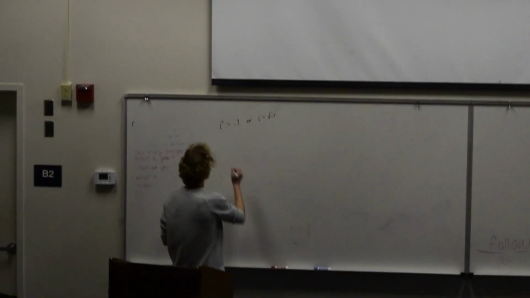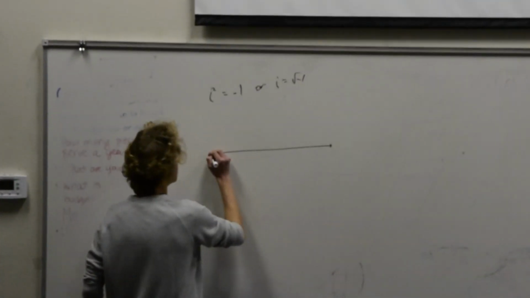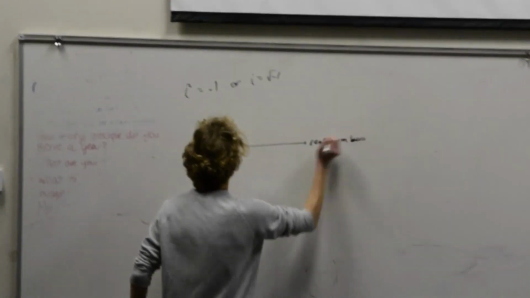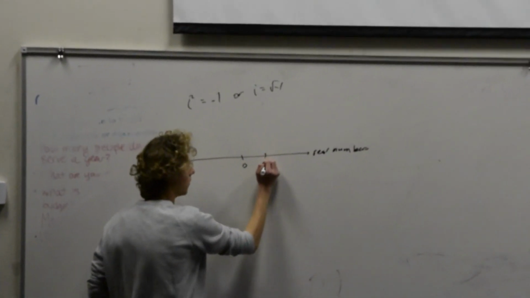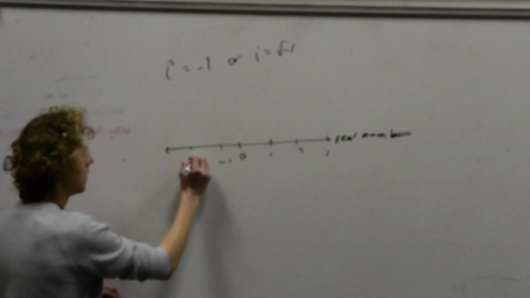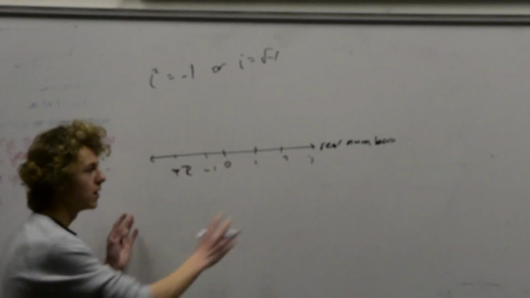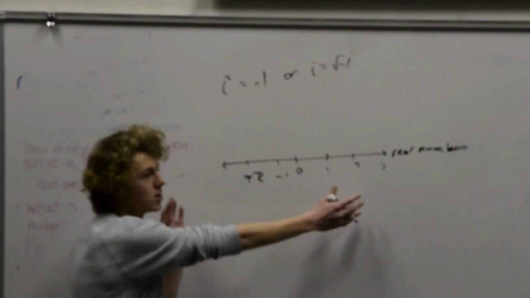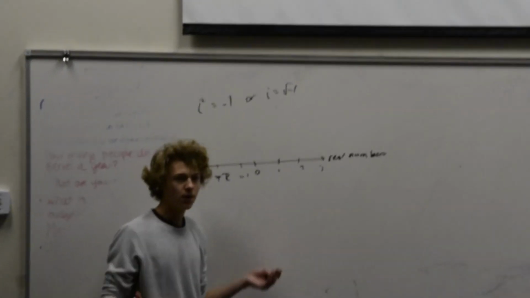If we were to imagine our real numbers, all of our real numbers sit on some number line, and at the center is 0, and then we have 1, 2, 3, -1, -2, and so on. This is our real number line. We can use these numbers to solve problems, and we can multiply them together. We can square them, and if we square these numbers, we'll always get a positive number.